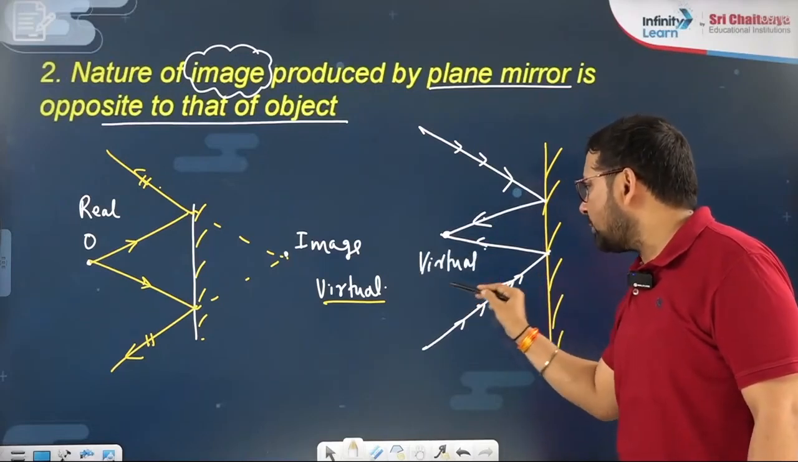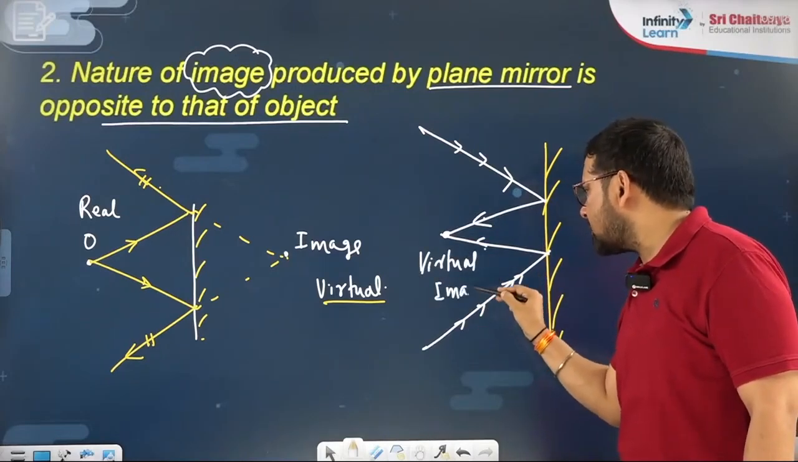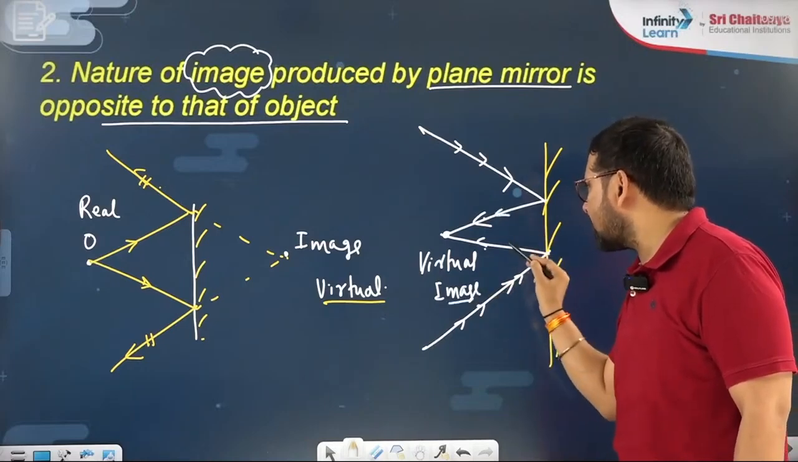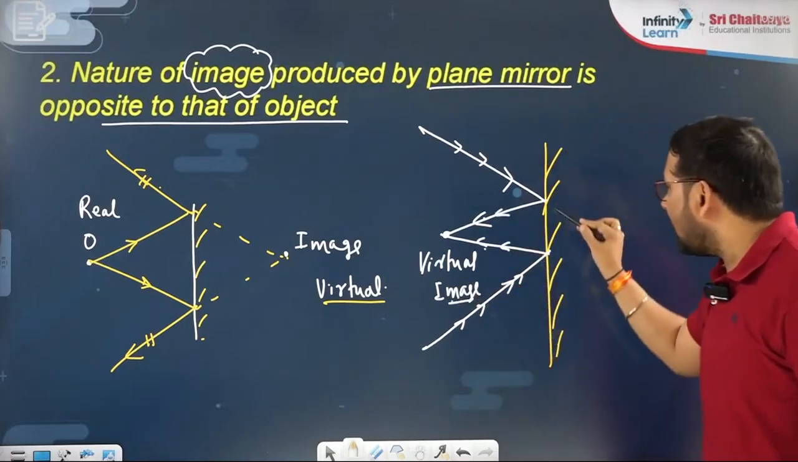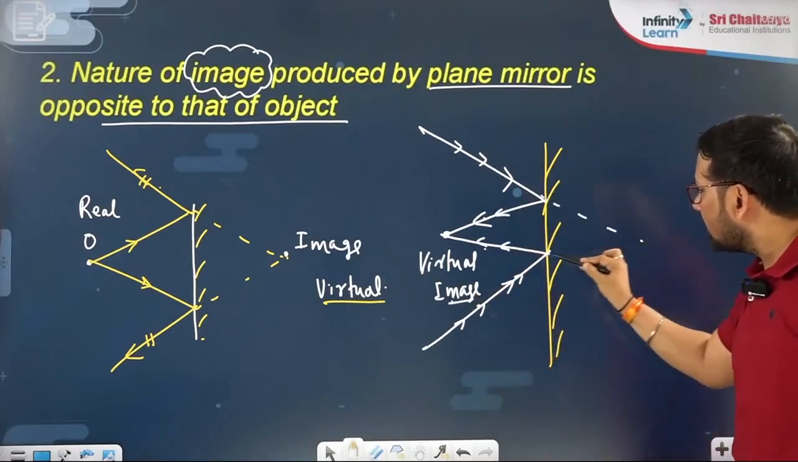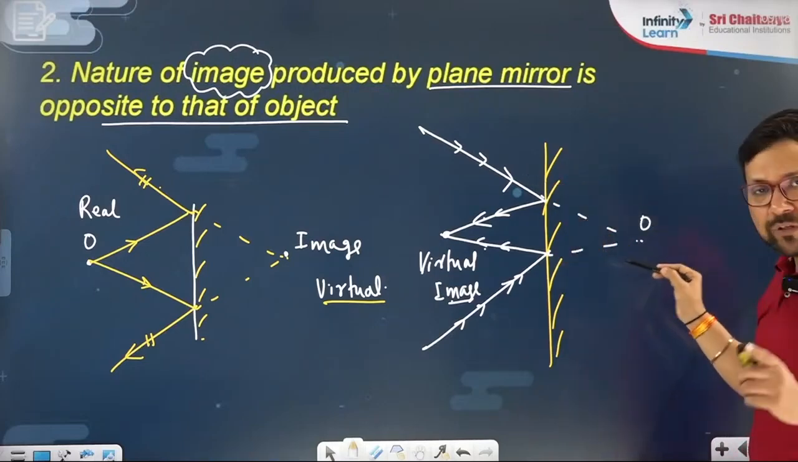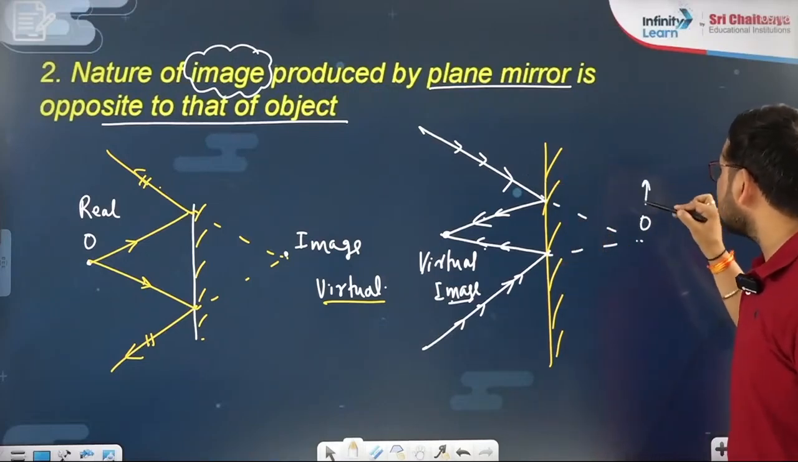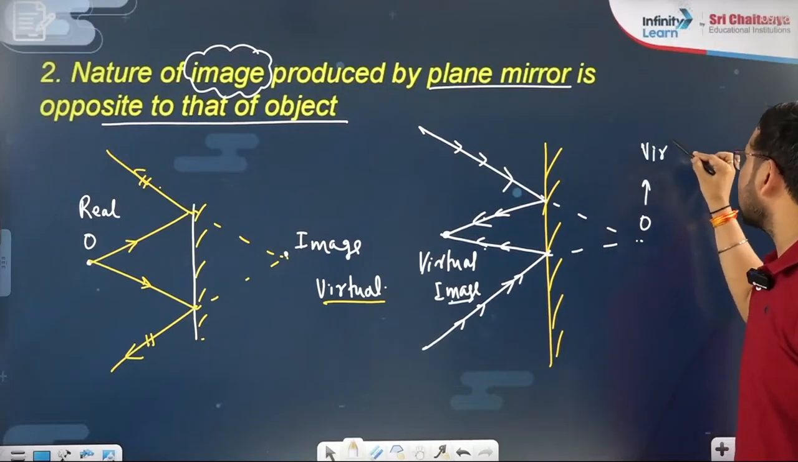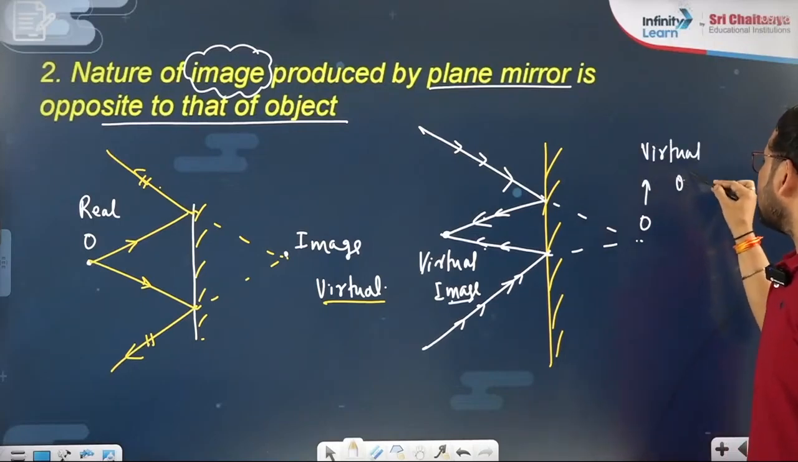Why am I saying this to be an image? Because of the point of coincidence of the reflected rays, so they will form an image. And these incident rays will appear to coincide. They are not actually coinciding, they only appear to coincide. So that is called a virtual object. That is the second point.